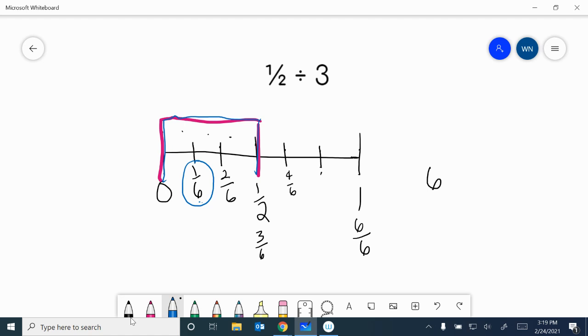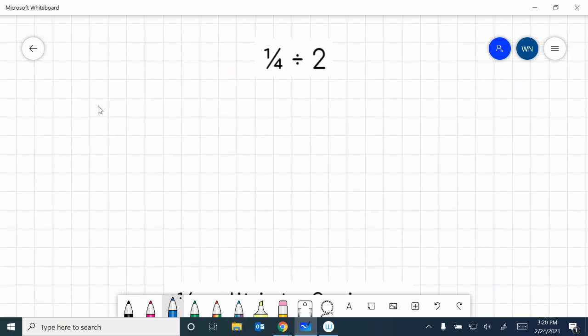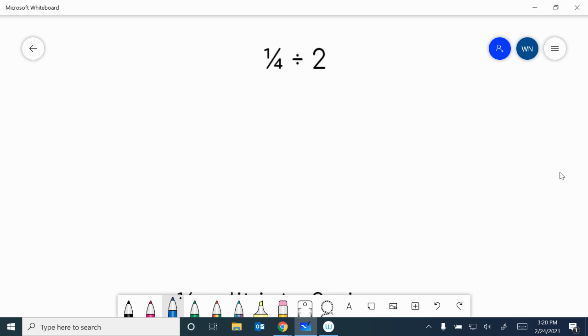Let's think about this one tomorrow, we're going to think about it another way with models. But today we're going to focus on our fraction strips and number lines. Remember to rewatch the video if you need to understand it a little bit more. And we're always going to do more examples. For the second one, we've got 1/4 divided by 2. So I'm going to do the exact same thing.